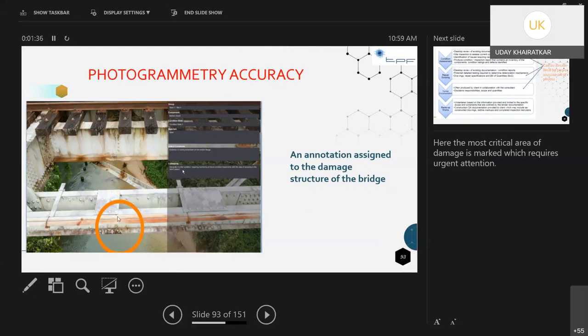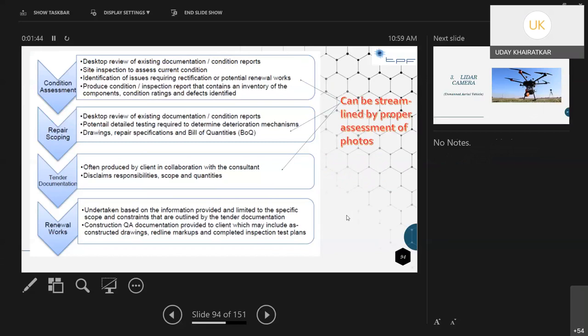The circled portion over here has damage, so that has been highlighted here. The most critical area of the damage is marked, which requires urgent attention. So, just a flow chart sort of a thing.